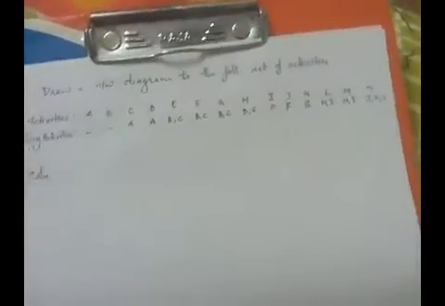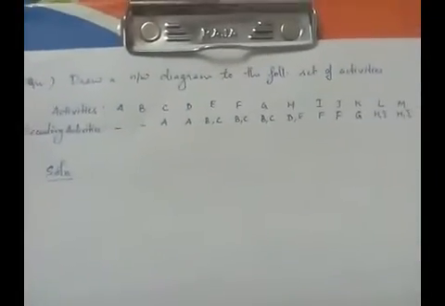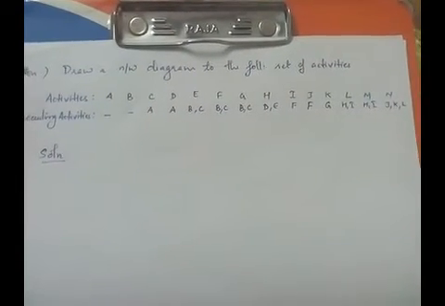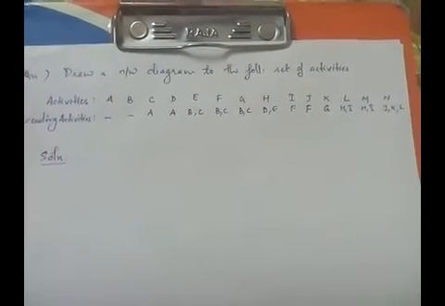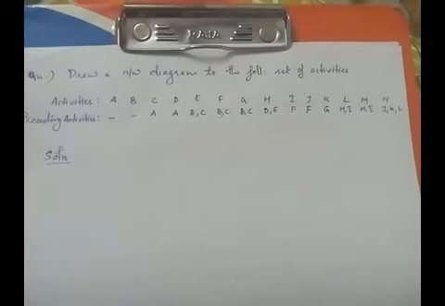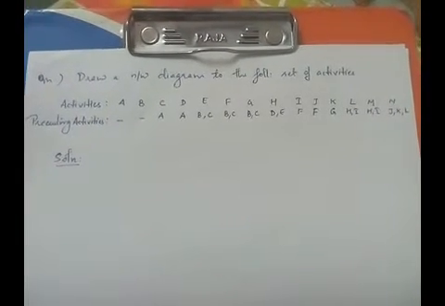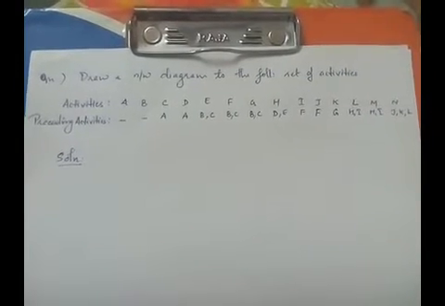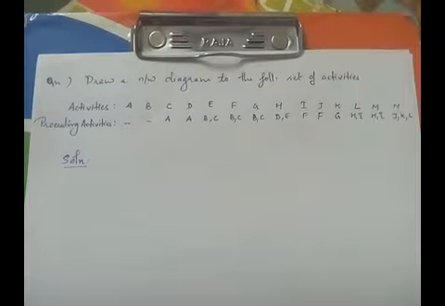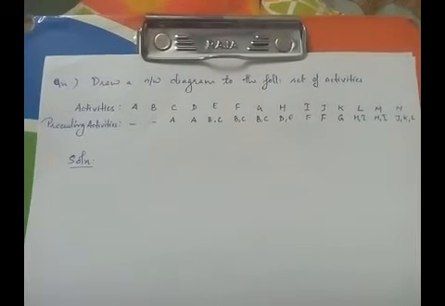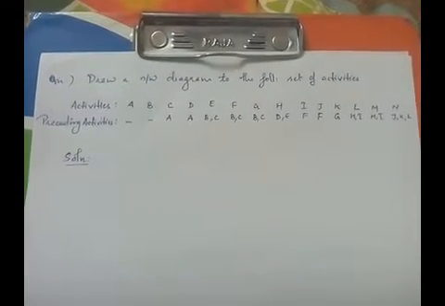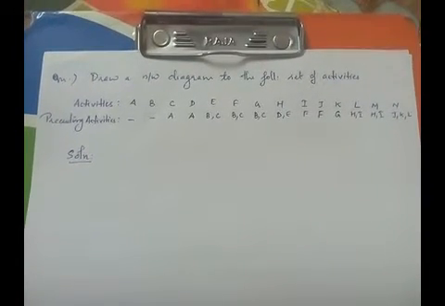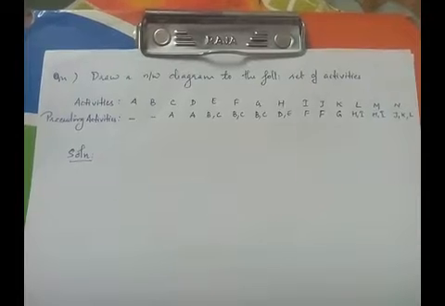Okay. Now in this question, there are no details about the events. We know that an activity is represented by an arrow connecting two events. In this question, only the activity names are given, and the preceding activity names are also given. Using this information, we have to draw the network diagram. And since the events are not specified, we have to number the events as they occur.